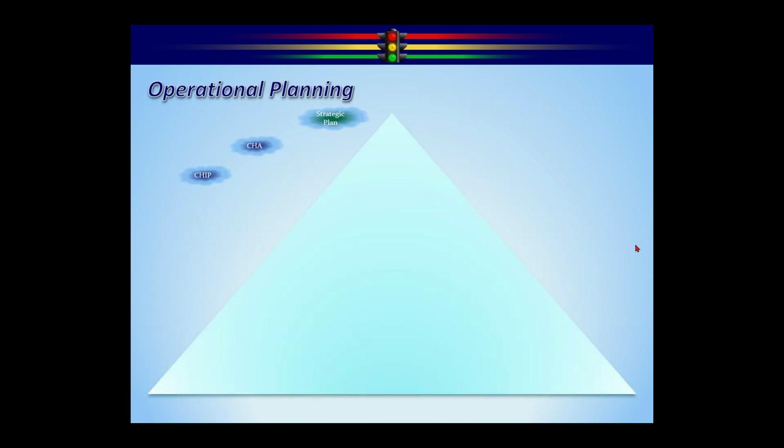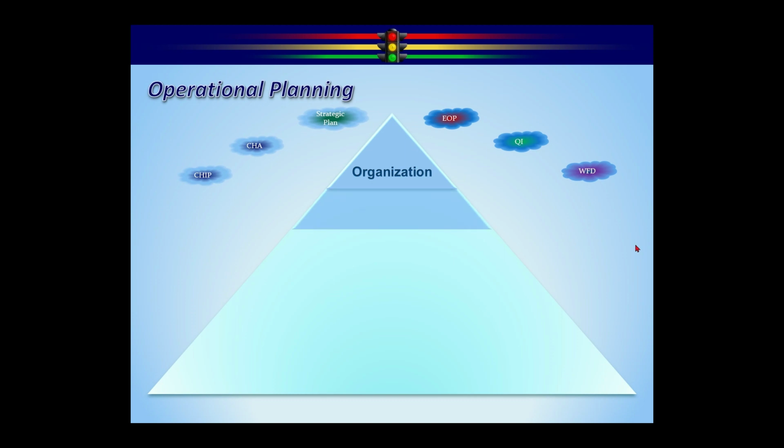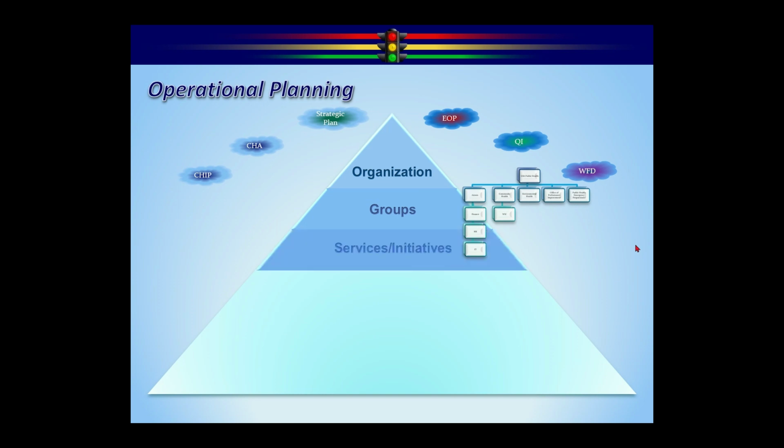Back to the pyramid again, just to kind of review. So the organization is your health department. The groups is the structure of your health department. And the groups is also where the dashboard comes from. So the dashboard is dependent on which group you have selected as to which dashboard you're going to see in here. Each group has a set of services or initiatives, services being current things, initiatives being future programs.